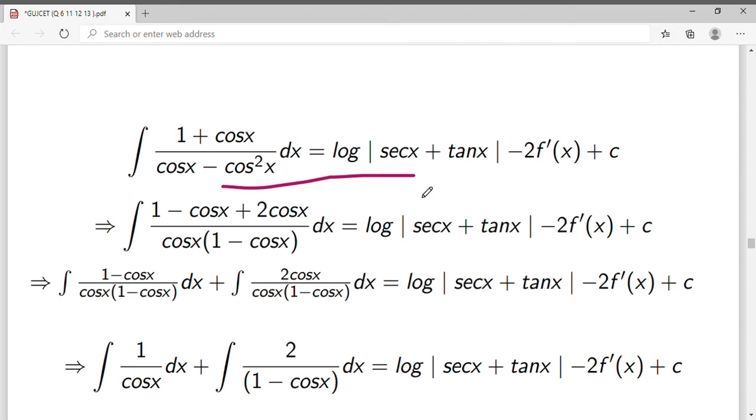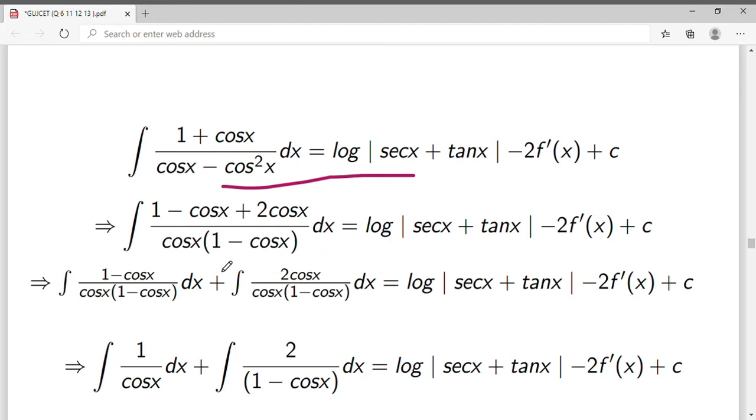Here on the right hand side log mod sec x plus tan x is given. So we know the integration of sec x is nothing but this value, so here also try to set the sec x function. So how do we do it, let's see. First, from this denominator take cos x common. So cos x is outside, and in the bracket we get 1 minus cos x.